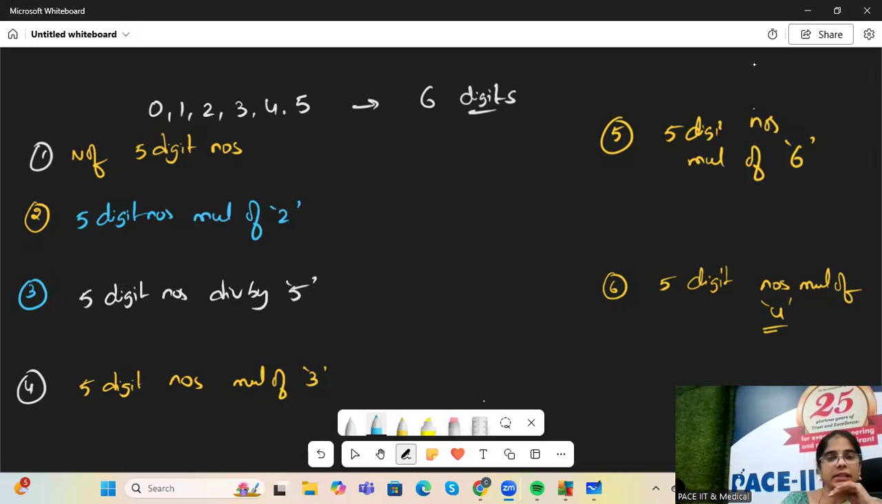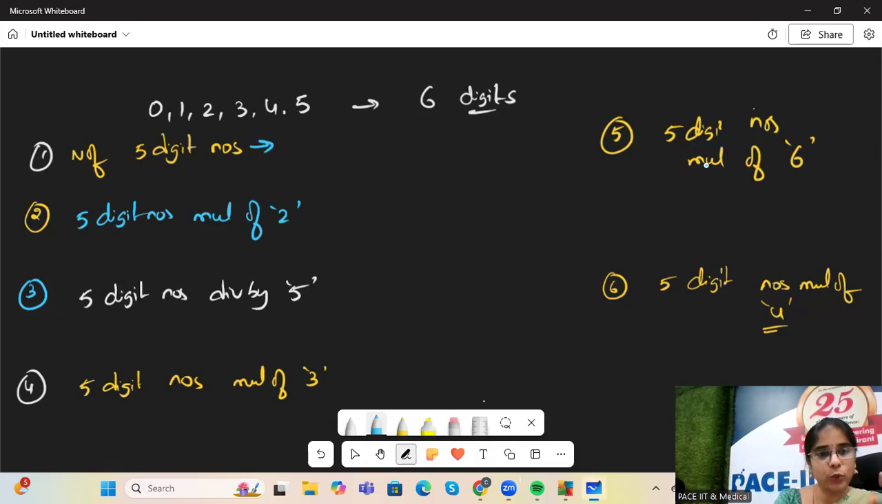Now the next question is like this: I am giving you 6 digits, that is 0 to 5. 0, 1, 2, 3, 4, 5 are the digits I'm going to give you. Now I want you to frame 5-digit numbers. How many total 5-digit numbers can be framed from the given 6 digits is my first question. See, here 0 is included in the case. When 0 is included, it's a different case altogether, so we have to solve it very carefully. Next, the number of 5-digit numbers which are multiples of 2, divisible by 5, multiples of 3, multiples of 6 and multiples of 4 is what we have to find. All these questions we are going to solve in one shot.